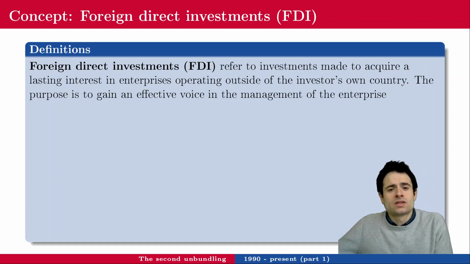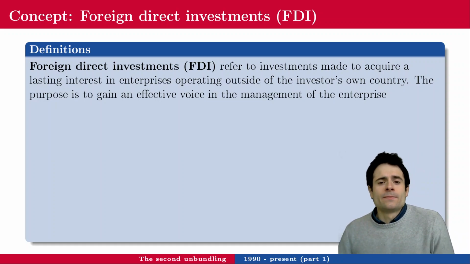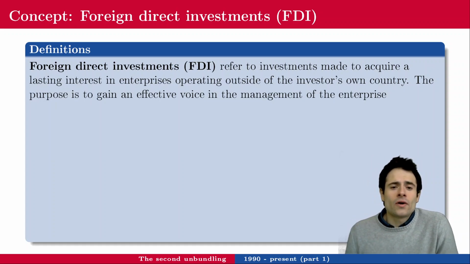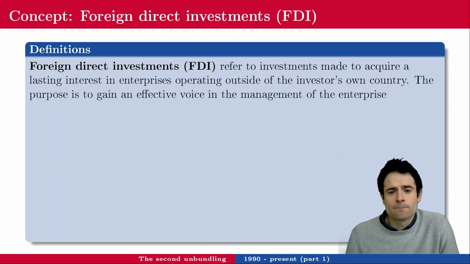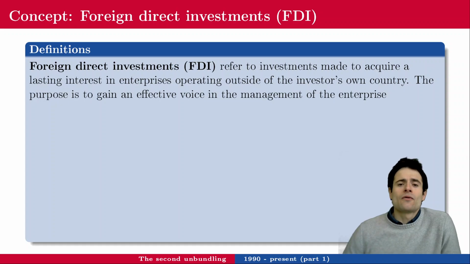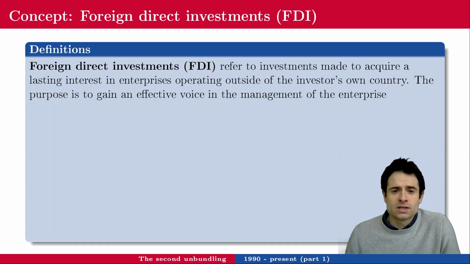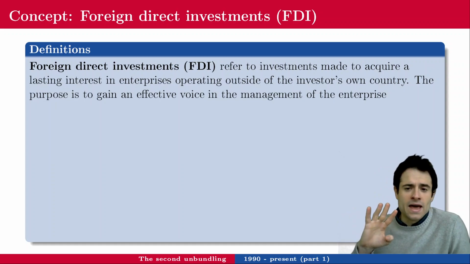Since we are talking about getting things done abroad, we need to talk about foreign direct investments, FDI. They refer to investments made to acquire a lasting interest in enterprises operating outside of the investor's own country. The purpose is to get an effective voice in the management of the enterprise. So if a firm wants to offshore, it will have to make an investment, and it will be a foreign direct investment. We distinguish 4 types of FDIs.